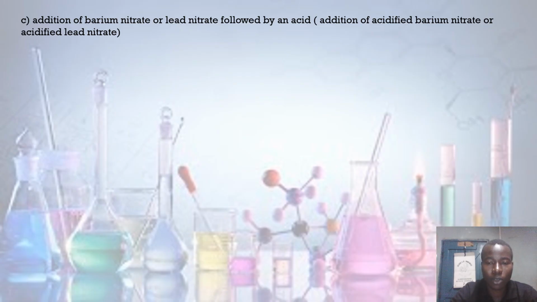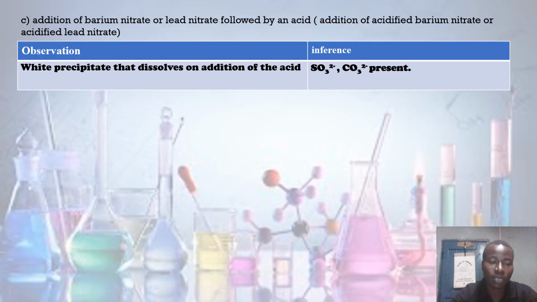Then we also have the use of barium nitrate or the use of lead nitrate followed by an acid. Or sometimes the examiner can tell you that we are adding acidified barium nitrate or we are adding acidified lead nitrate. Those two just basically mean the same thing. Now here, which observation are you expecting? You may expect to form a white precipitate that dissolves on addition of the acid.